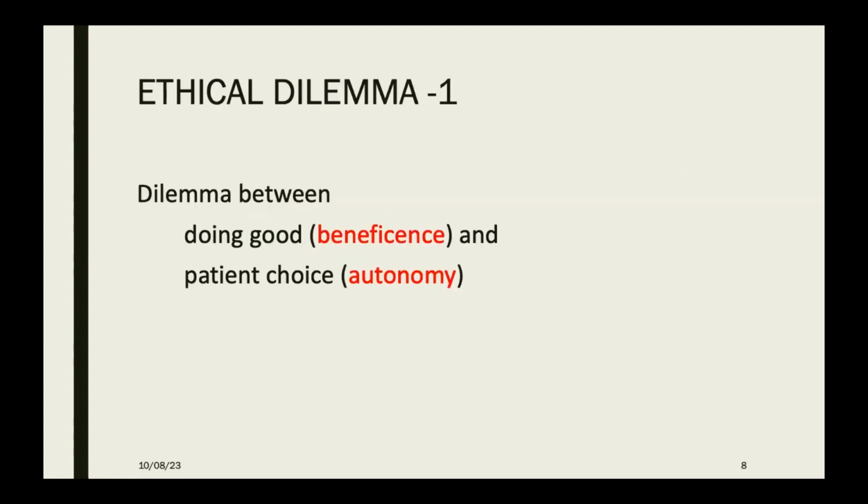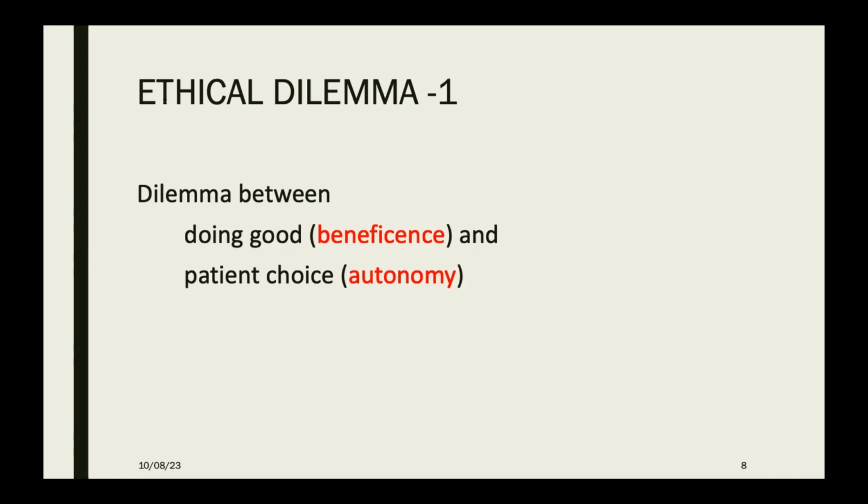So this particular dilemma is between doing good, which is beneficence, and the choice of the patient, which is patient autonomy. Now, when we say doing good, it is the decision of the oncologist to proceed further with the treatment, for which the first and foremost thing that he would want to do is to insert an NG tube. But since the patient is refusing, we also have to give importance to the autonomy of the patient.